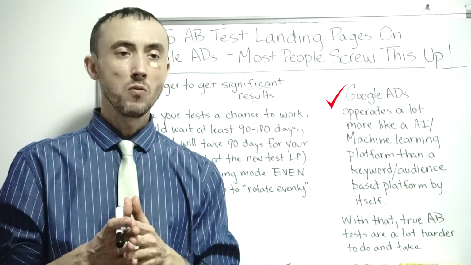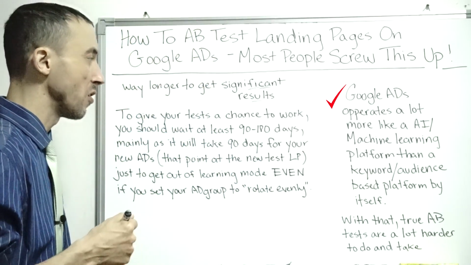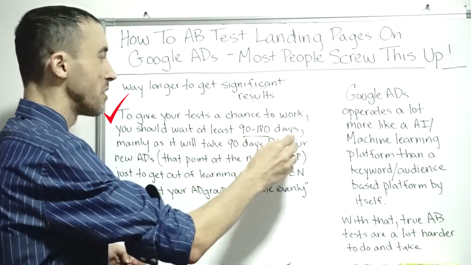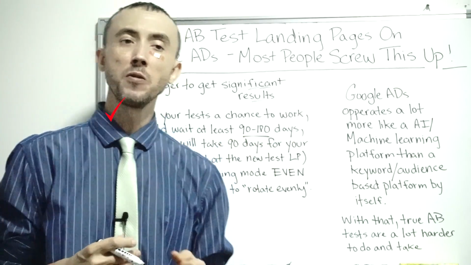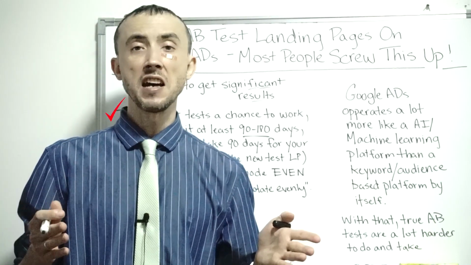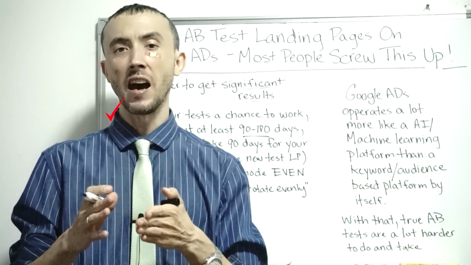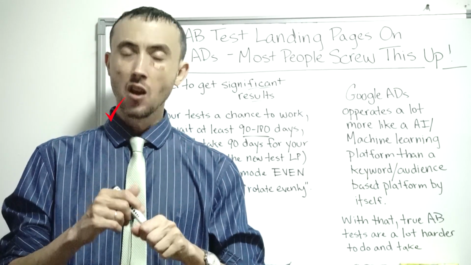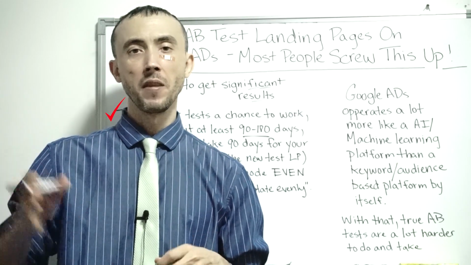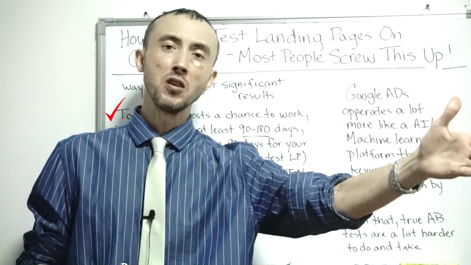And so really what you're going to have to do as a result of all this is run your test for 90 to 180 days. Even if it looks like the test could be ended, because the first 60 to 90 days is just breaking in the new ad that points to the new landing page, so that Google's algorithm can see that this new ad performs at least as good or better than the existing ad that points people to the other page.